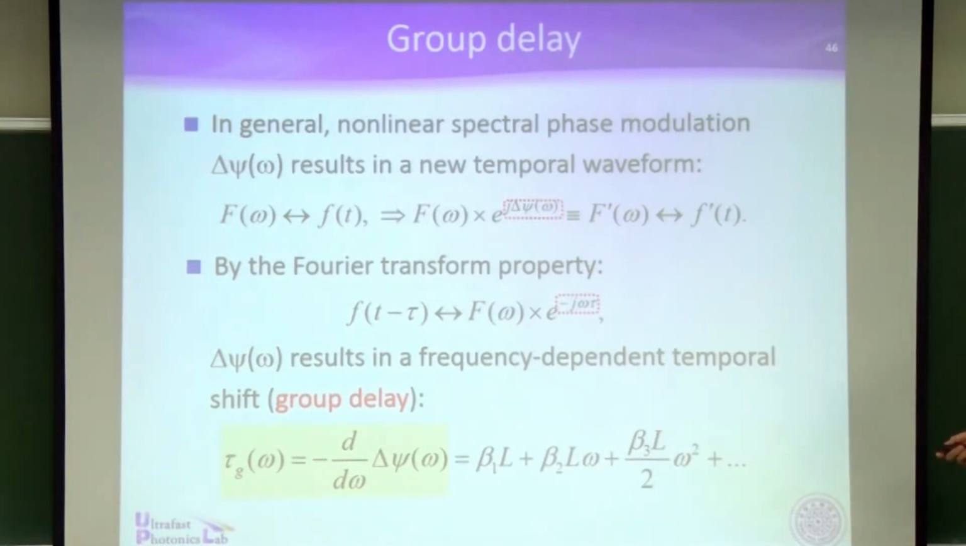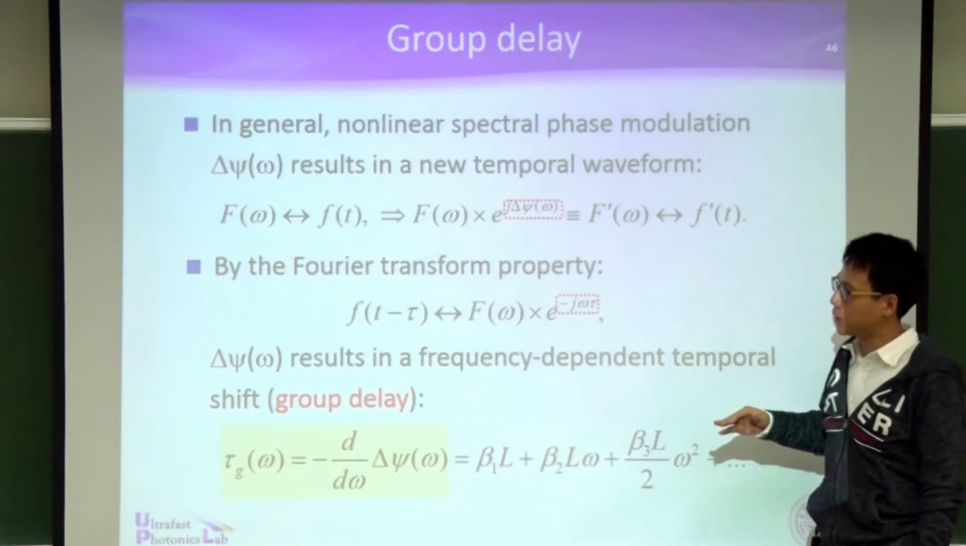Okay? And if you substitute the delta psi of omega by the formula in the previous page, you got beta 1 L plus beta 2 L times omega plus beta 3 L over 2 times omega squared and so forth. Okay, this is the Taylor series expansion of the group delay function. Okay, is the concept okay for you?